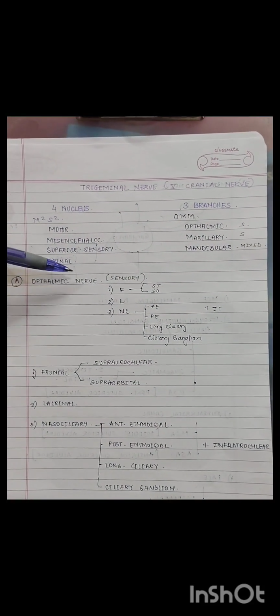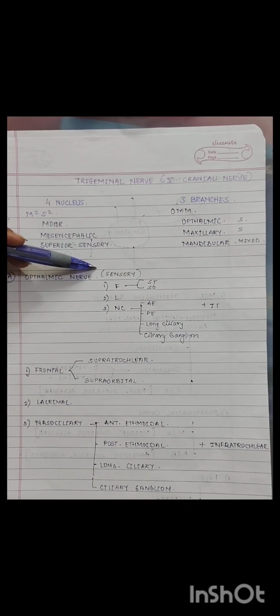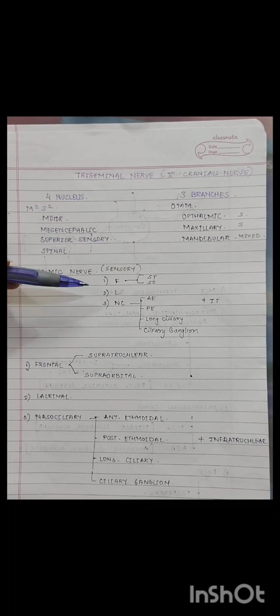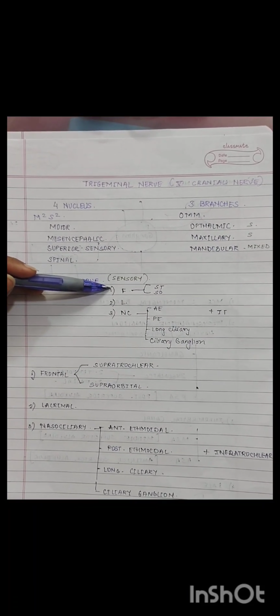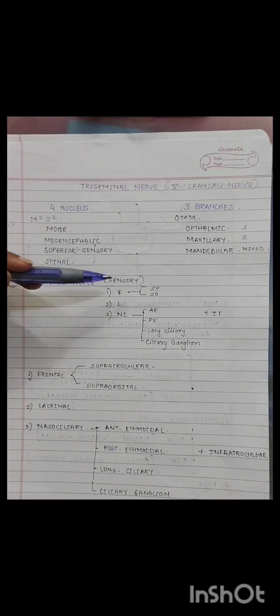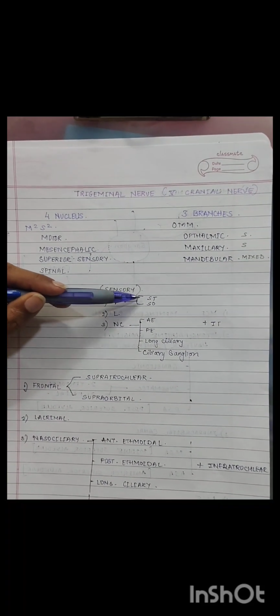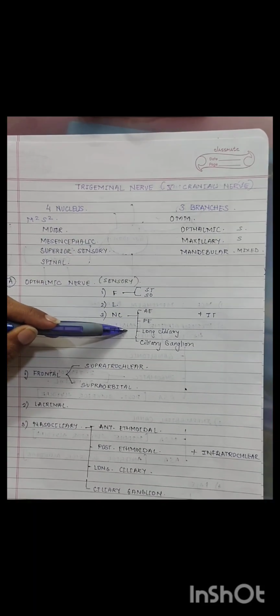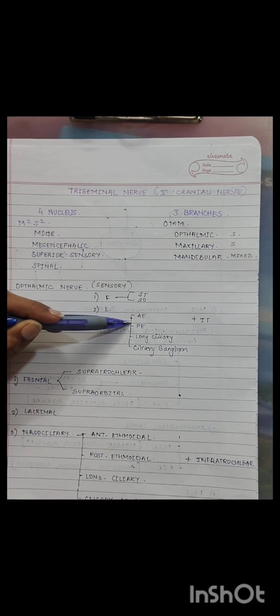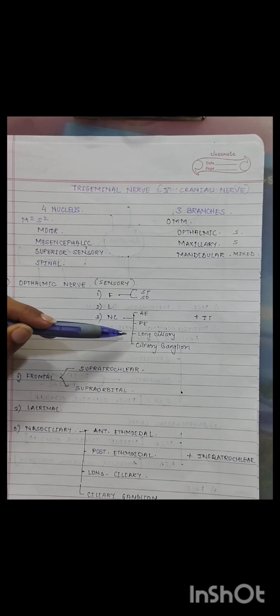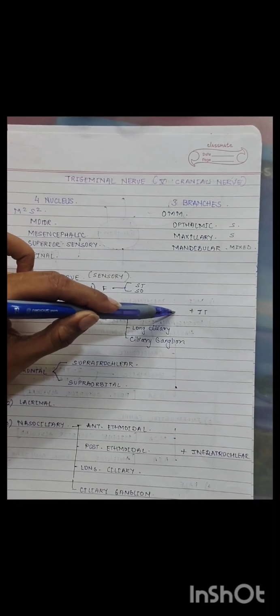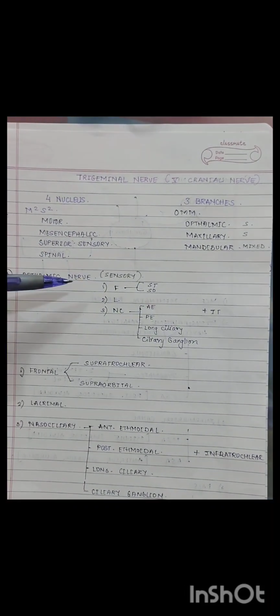Okay. Ophthalmic nerve is a sensory nerve. It has 3 branches: frontal, lacrimal, and nasociliary. Frontal has 2 other divisions: STSO, supratrochlear, supraorbital. Nasociliary again has 5 more branches: AEPE, anterior ethmoidal, posterior ethmoidal, long ciliary, ciliary ganglion, plus IT, infratrochlear.